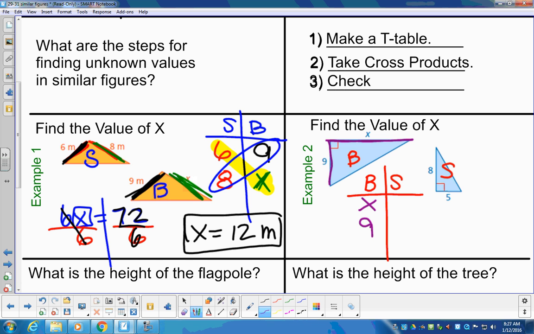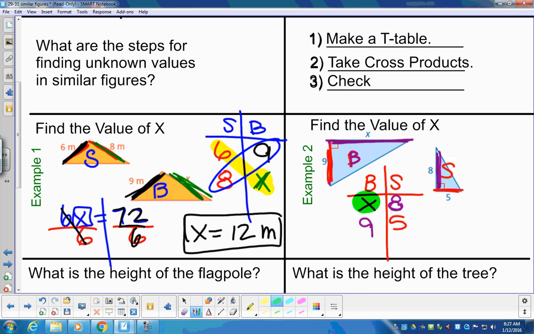Now you have to eyeball this and think of the orientation. The x is in the same spot as the 8. If we were to reorient the big triangle upright, the x and 8 are in the same spot. So x in the big is in the same spot as the 8 in the small. The 9 in the big is in the same spot as the 5 in the small if we were to set it upright.